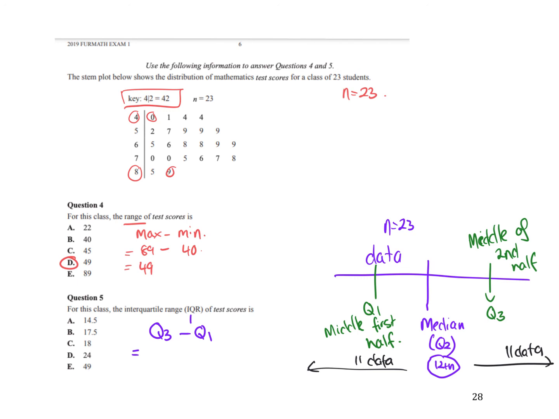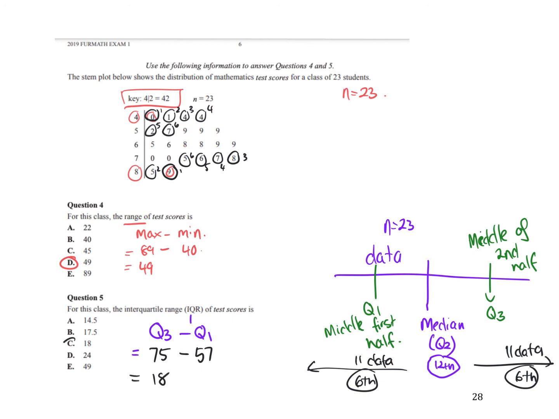You'd have 5 before it, 5 after. So it'd be the 6th number. So what we're going to do is count in 6 from the start. So say 1, 2, 3, 4, 5, 6. So Q1 is actually 57. And then I can just go 6 in from the end. So I'm going to go backwards, 1, 2, 3, 4, 5, 6. And I see that 75 is Q3. And that's how I get that interquartile range.